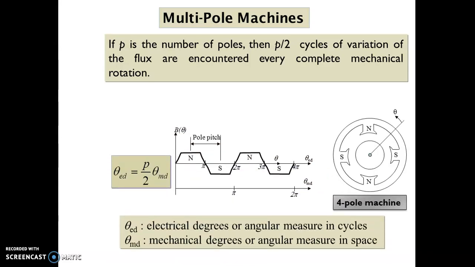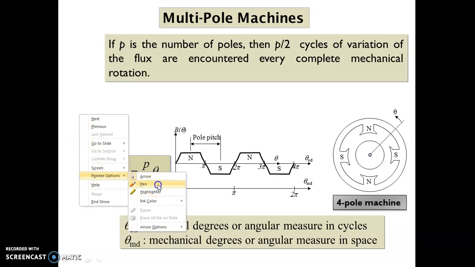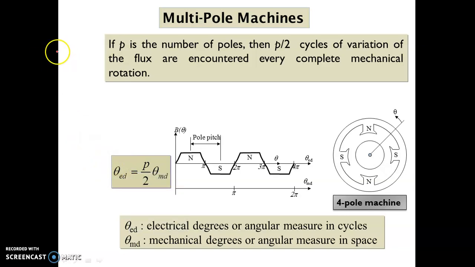So this is the relation between electrical and mechanical angle, and most of the place it will be used, but it is very simple also to remember. Theta electrical degree equal to P by 2 theta mechanical degree. This is a very important relation. One pole pitch means 180 electrical degree. That is called pole pitch.